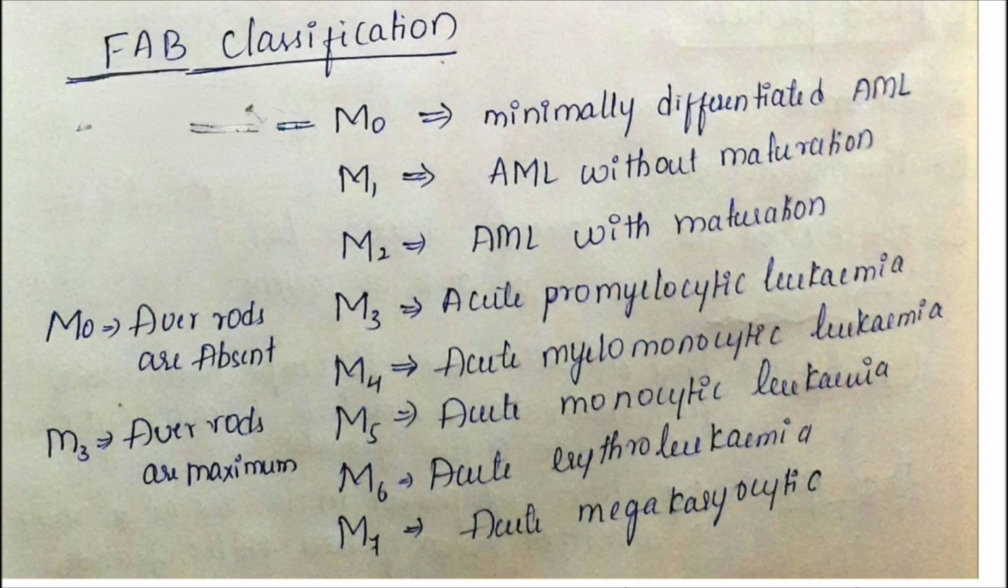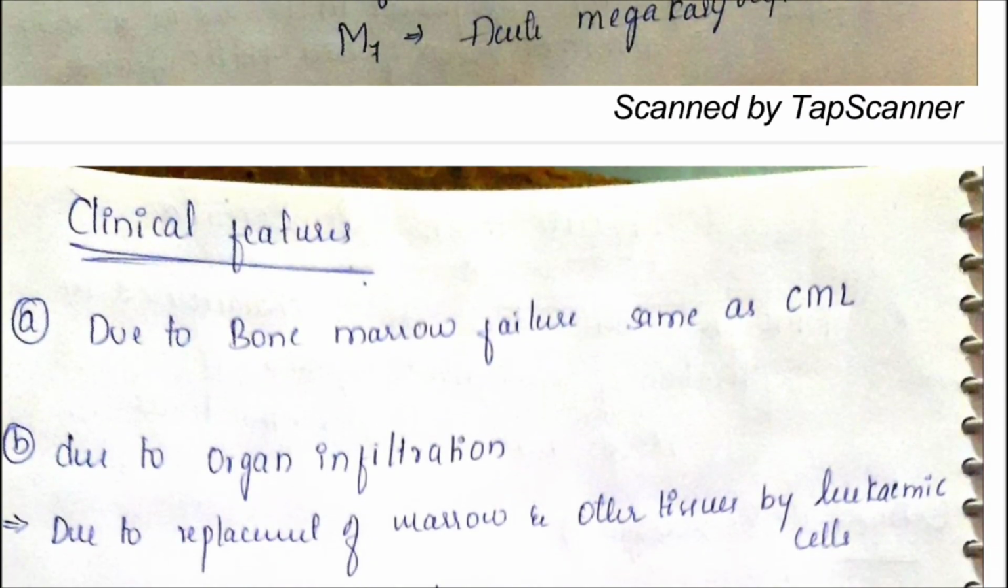So it is like minimally differentiated, acute myeloid without maturation, with maturation, promyelocytic, myelomonocytic, monocytic, erythro and megakaryocytic. If you remember these middle terms, you can easily remember the FAB classification of acute myeloid leukemia.